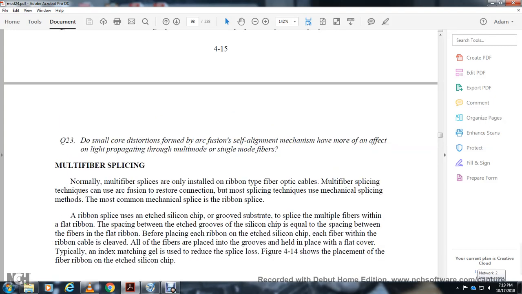Multi-fiber splicing. Normally, multi-fibers are only installed in ribbon type fiber optic cable. The multi-fiber splicing technique can use arc fusion to restore the connection, but most splice techniques use the mechanical splicing method. The most common mechanical splice is the ribbon splice.